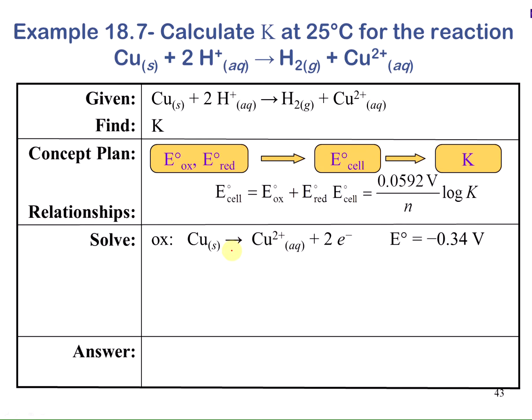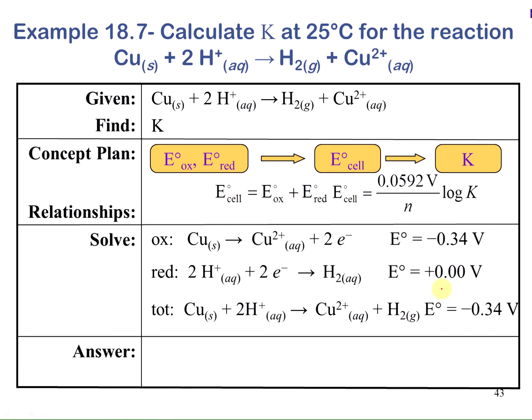So I determined that the reduction potential of copper 2+ is positive 0.34. So the oxidation potential of copper 0 is minus 0.34. And remember, this value comes from the table. And then the reduction potential, this is the proton becoming hydrogen gas. That's the defined value of 0. So the total cell potential is minus 0.34 volts.